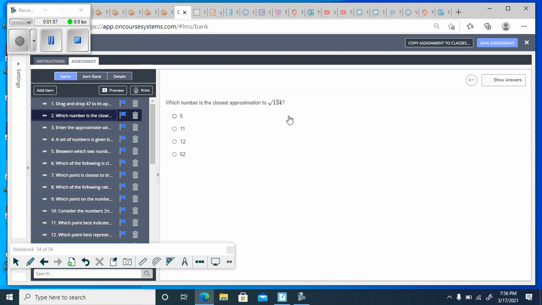Which number is the closest approximation to the square root of 124? Okay, square root of 124. That one fits between square root of 121 and square root of 144. These are the perfect squares closest to it. This is 11 and 12. This is closest to 11.